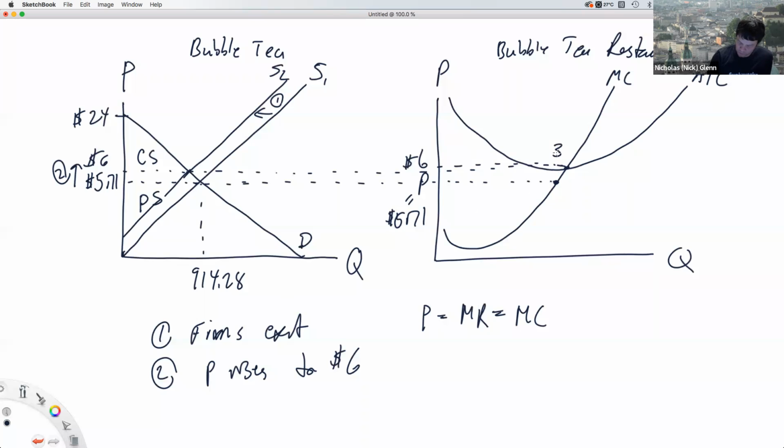And so then you have the price equals the marginal cost equals the average total cost. So no firms will leave at that point.